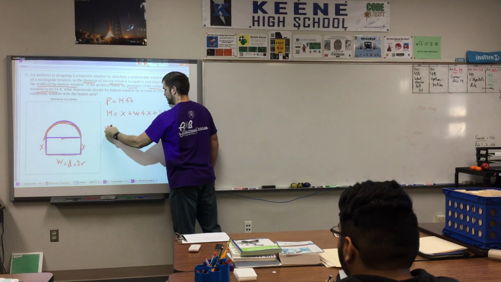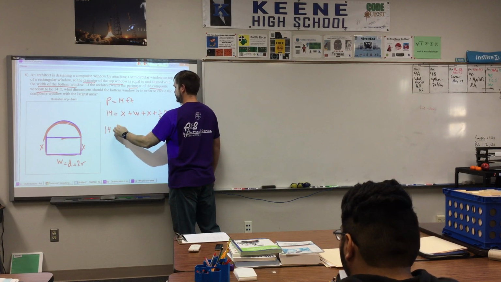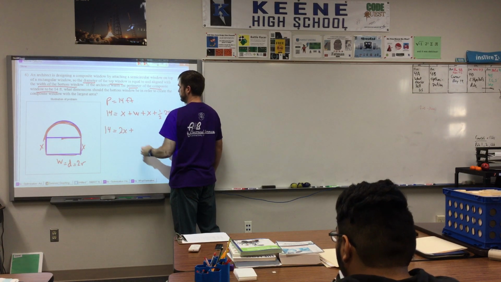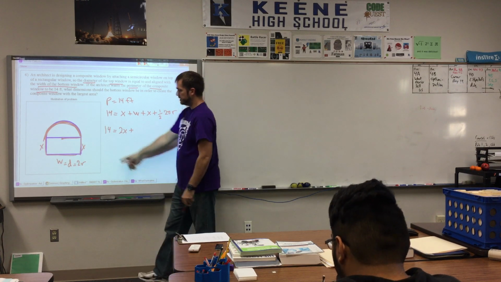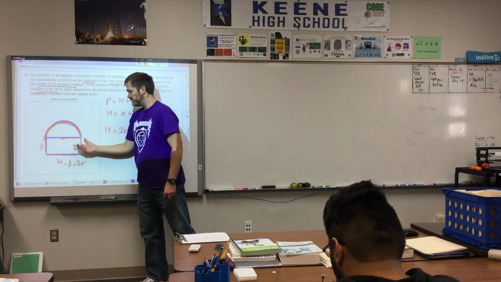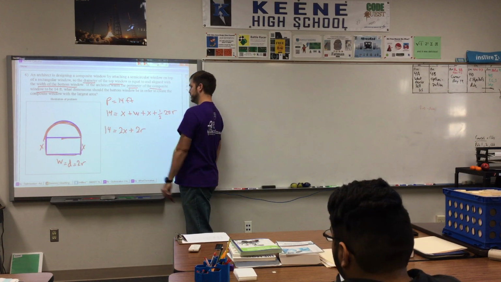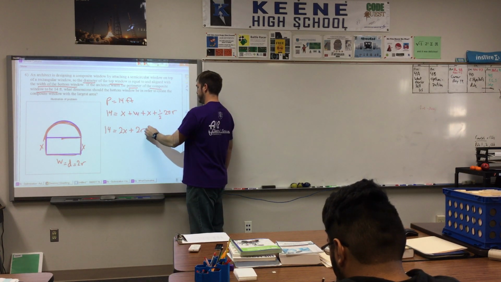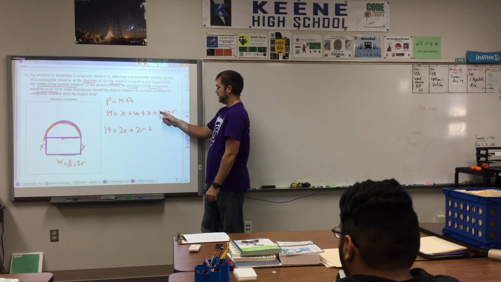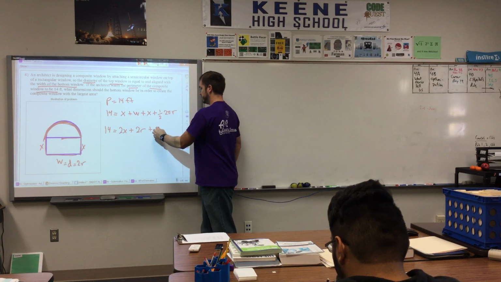So we'll clean that up just a little bit. So 14 equals 2x plus, and the width, as we saw here, is 2r. So I'm going to write 2r plus, and this 1/2 cancels out that 2, so pi times r.